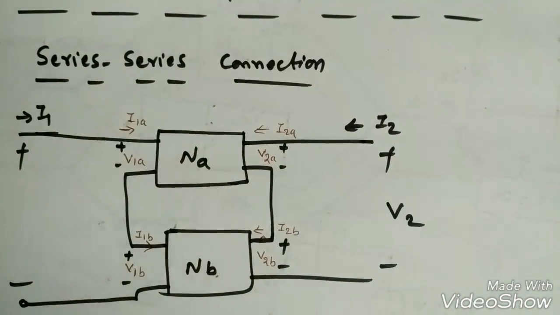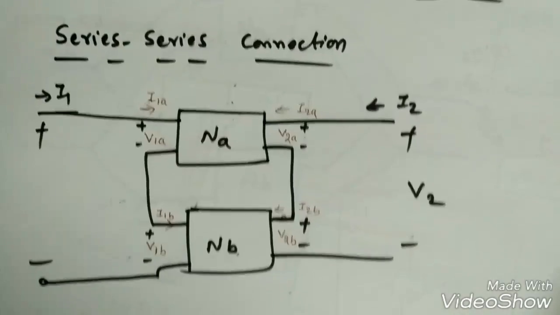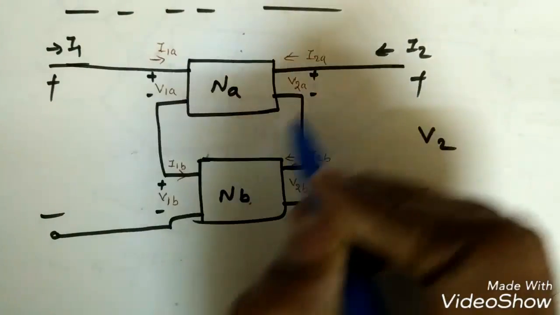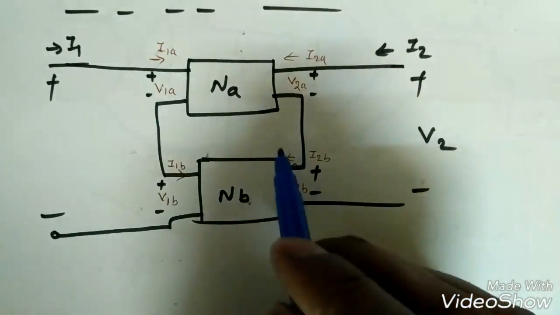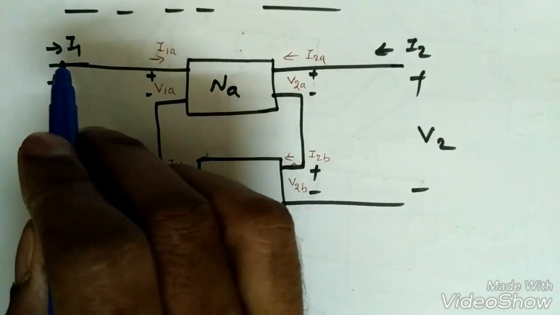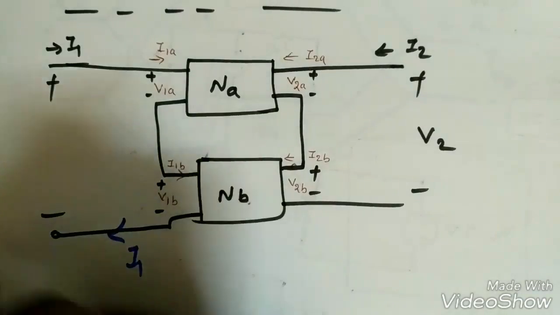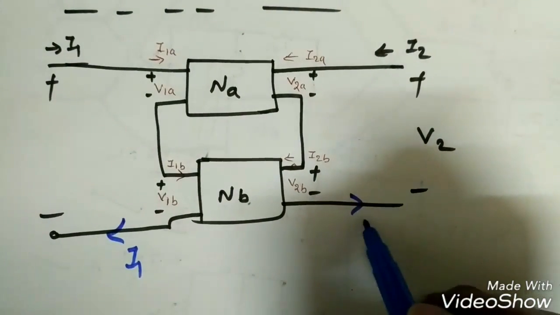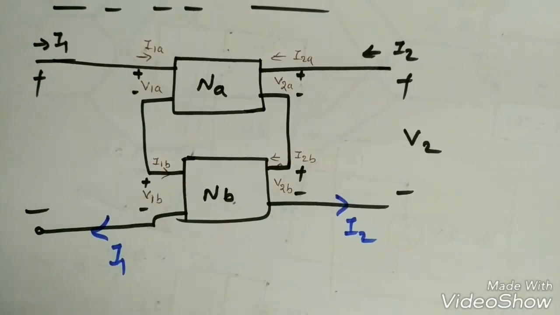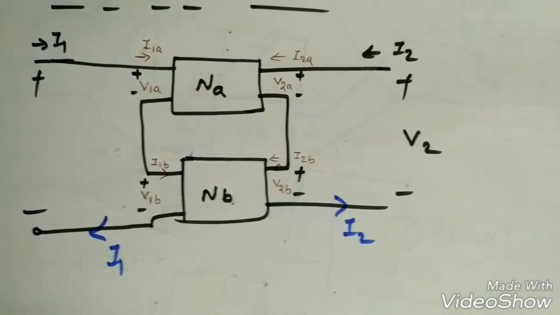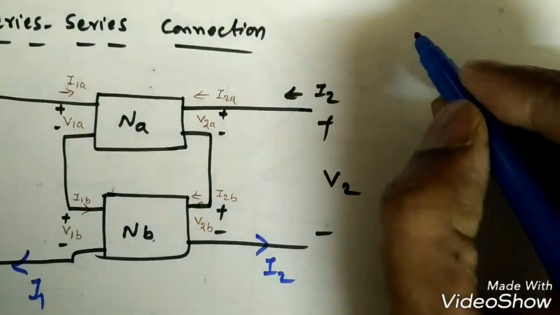Now suppose two port networks are connected in series. This is network A, this is network B, connected in series fashion, because I1 enters and should come back at the input side. Similarly here I2, so it is a series connection. Now how to find the Z parameters for this network is very simple. First we find the Z parameters for network A.